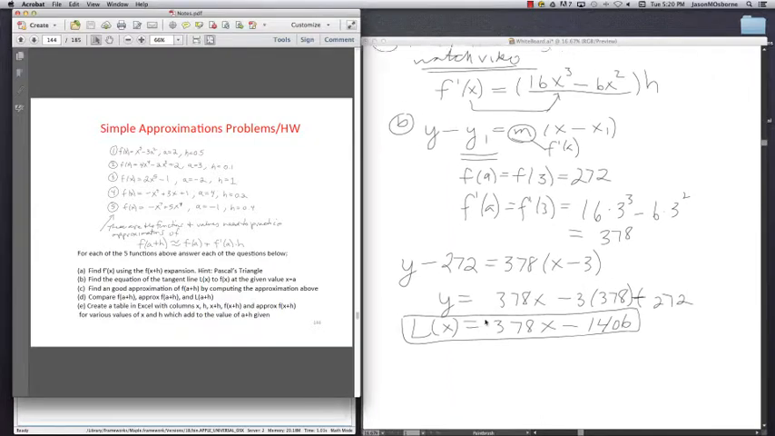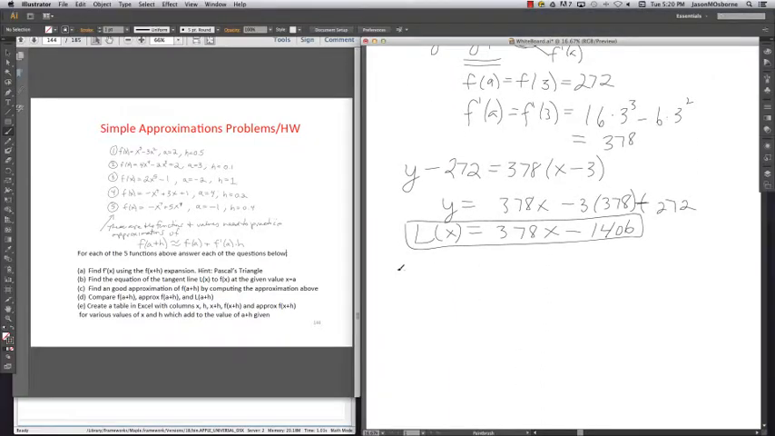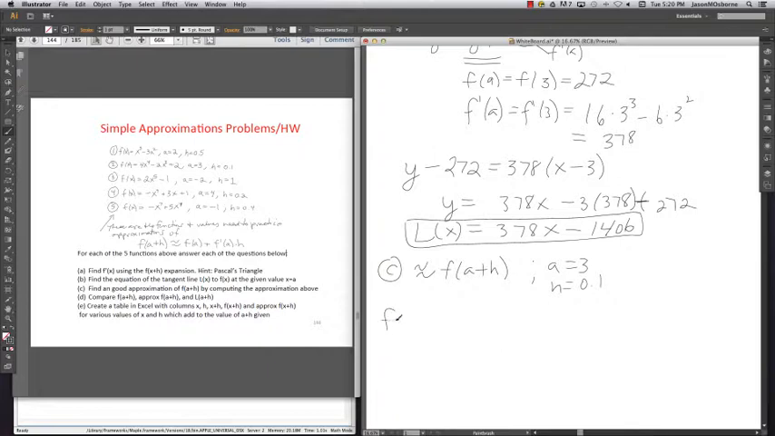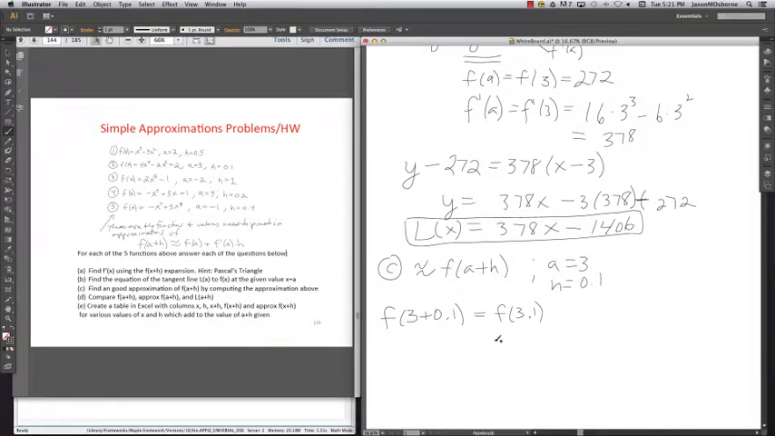Now moving on to C. It is asking us for an approximation. Approximate f of a plus h. What that means in this problem, remember that a was equal to 3 and h was equal to 0.1. This was given. So what they're asking us to do is to find the function evaluated at 3 plus 0.1. They want us to approximate the function evaluated at 3.1. So how do we do that?